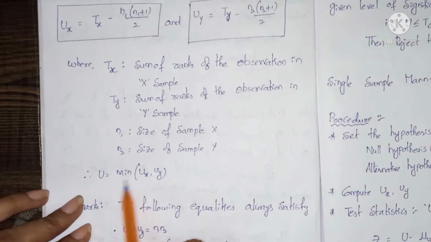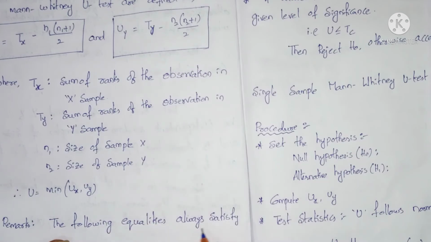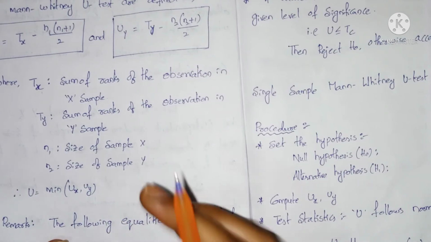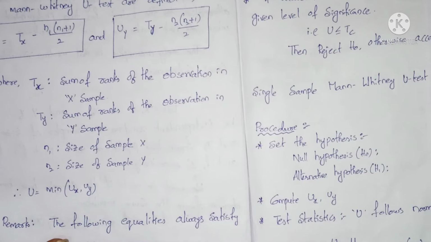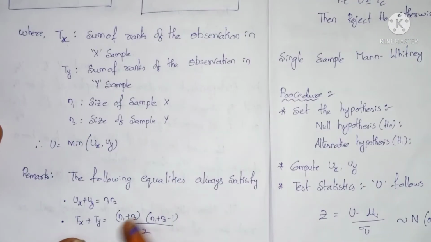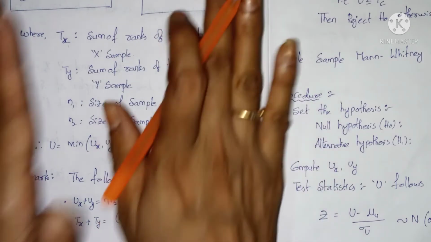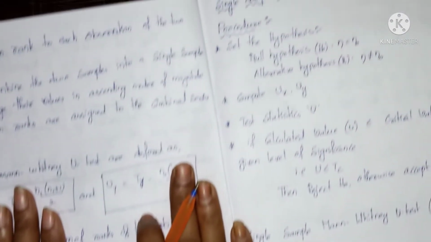Till here we have completed. Also, the following equalities should always be satisfied. Ux plus Uy equals n1 n2. Next, Tx plus Ty equals n1 plus n2 into n1 plus n2 minus 1 by 2. It should satisfy these conditions always. So this is the procedure of the Mann-Whitney U-test.